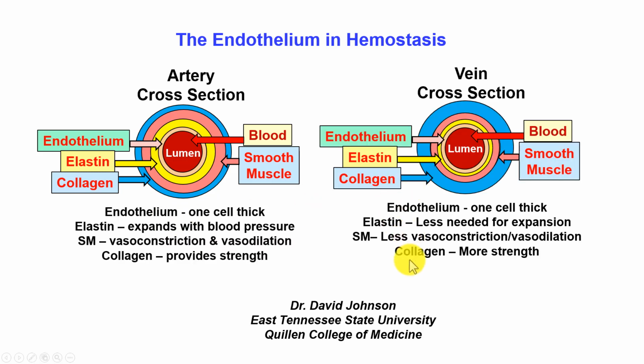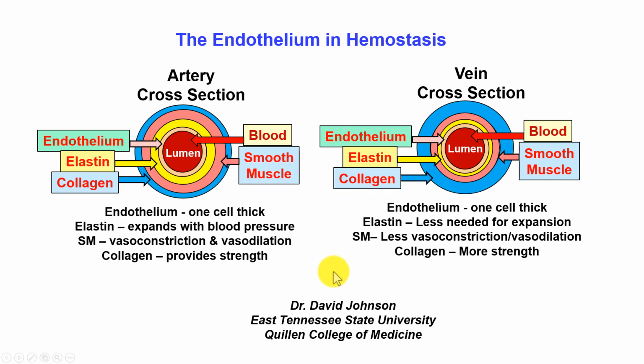The vein is very similar. It also has the one cell layer thick of endothelium. It has less elastin intima, less connective tissue backing it up, and it has less smooth muscle because it does not need to expand and contract as much, but it has a lot more collagen to give it strength.